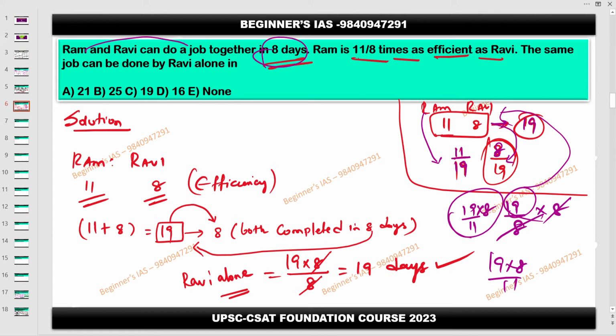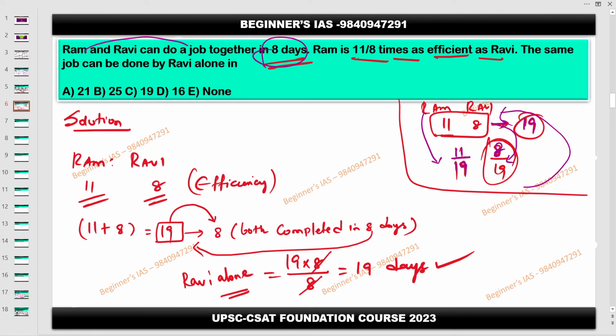Please take simple notes. That is very important. If I am giving a PDF, that won't help you. Maybe the recording will help you, but your notes will help you. Whatever I am dictating, please take those notes. Those notes will help you to solve this kind of questions. Yes, so efficiency is 11:8 for Ram and Ravi. Time will be 8:11. After finding this out, time is inversely proportional, right? So time will be 8:11.